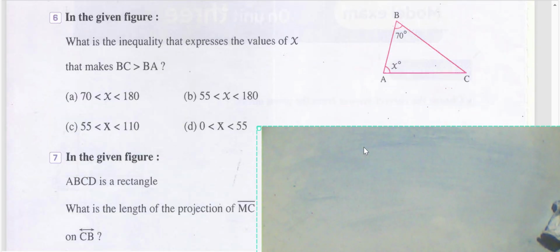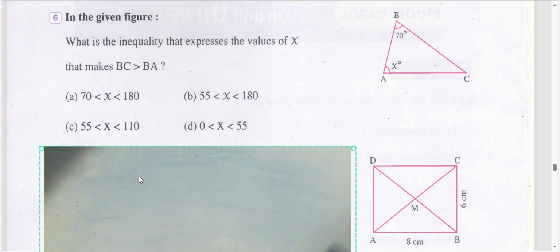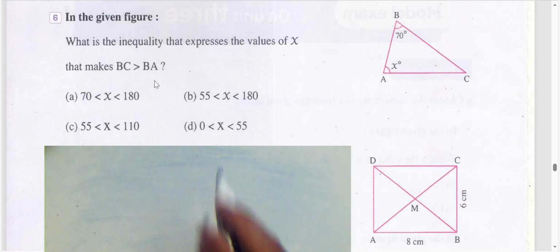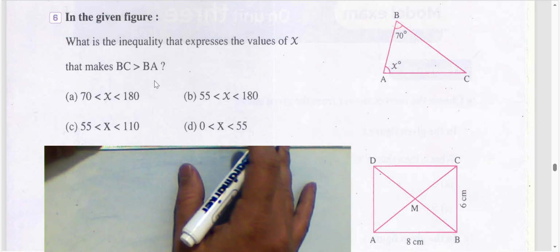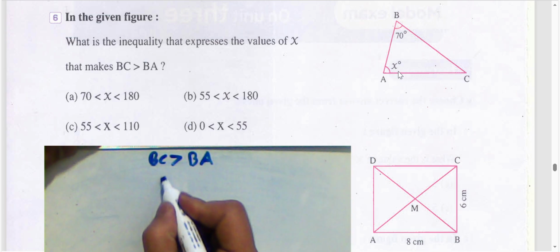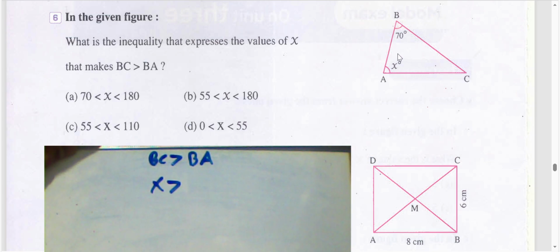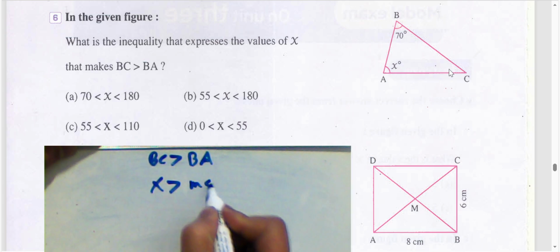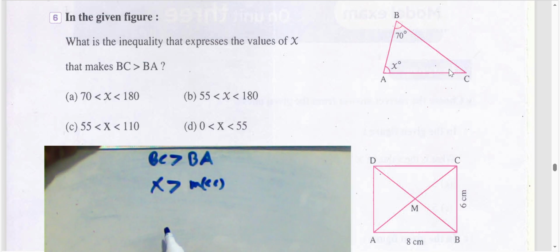Next question. We have BC greater than BA. Look at here with me. BC was greater than BA. Then the opposite of BC, X, is greater than the opposite of BA. BA is the opposite of angle C. Then the measure of angle X is greater than the measure of angle C.